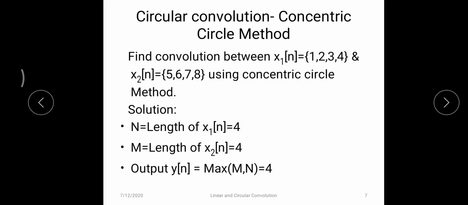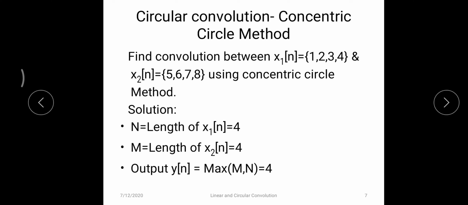Next we'll do once again a circular convolution with the help of the concentric circle method. Okay, so once again I have given the problem. Find the convolution between x1 of n and x2 of n using the concentric circle method. Here x1 of n is nothing but 1 2 3 and 4. x2 of n is nothing but 5 6 7 and 8.